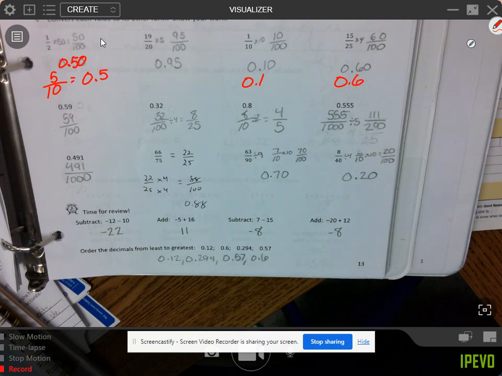Here we have, well, so we had decimals up top. Any questions on the decimals on top? Mena. Wait, what was 19/20? 0.95. Did I not say that? I'm sorry.